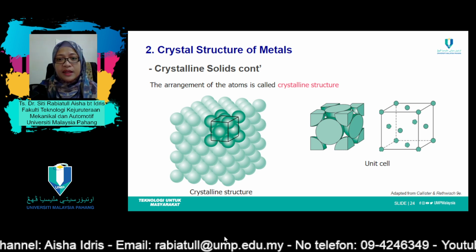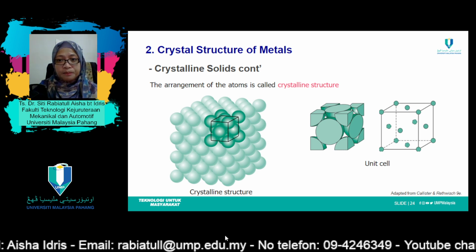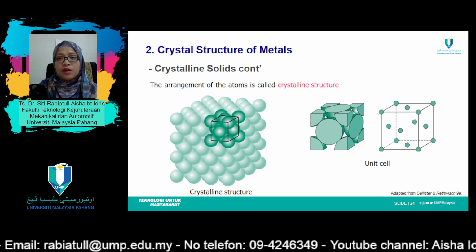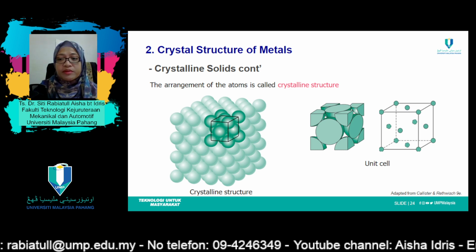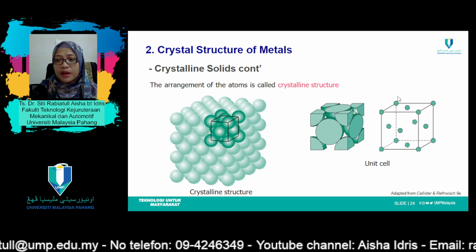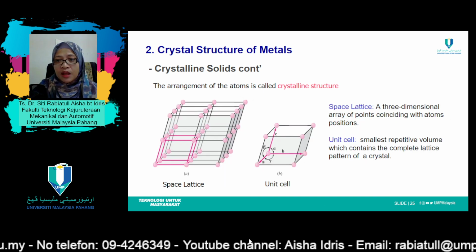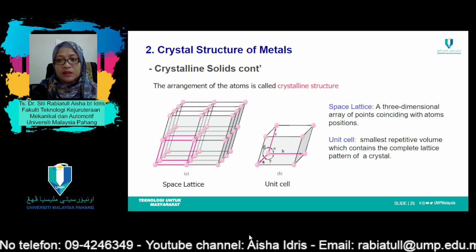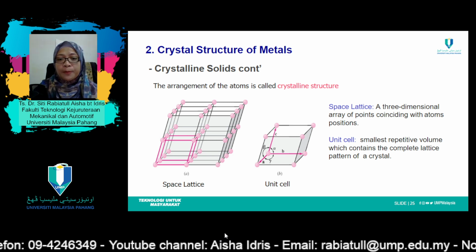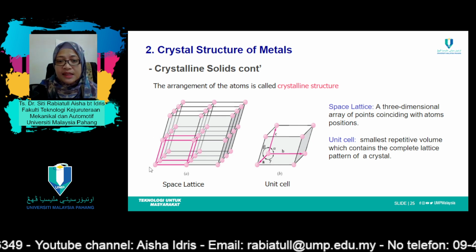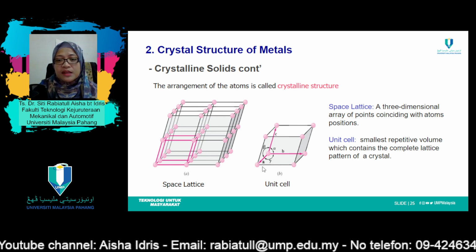And this one is the arrangement of the atoms, also called the crystal structure. This one is called the unit cell. In crystal structure, you may find a term known as space lattice, and inside the space lattice is a unit cell.